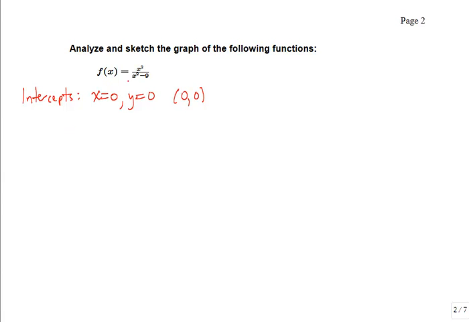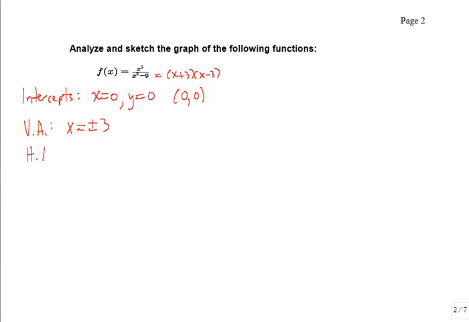Now notice that this fraction is a rational function because it's a fraction, and that is the kind of function that typically has asymptotes. So let's find our vertical asymptotes first. Vertical asymptotes occur whenever this fraction is divided by 0. So when is this denominator going to equal 0? Well, that's going to happen when x is plus or minus 3, because you could factor that denominator into x plus 3 and x minus 3. So those are my two vertical asymptotes.